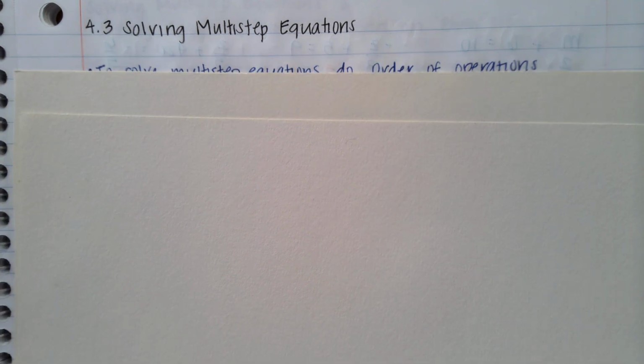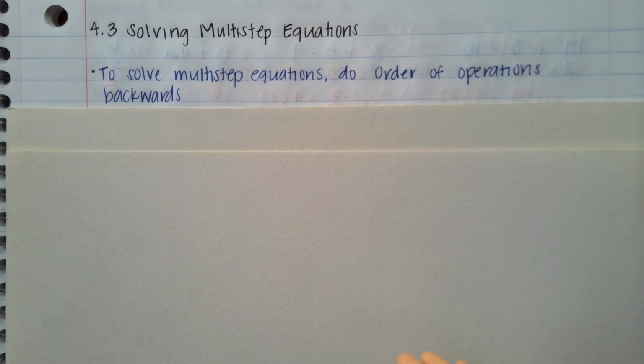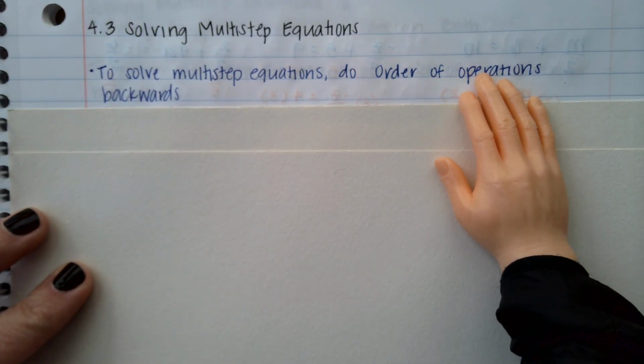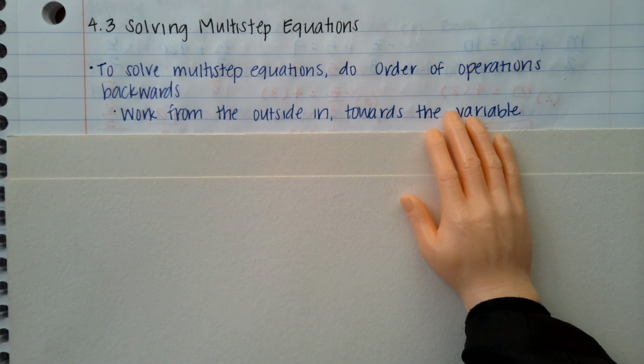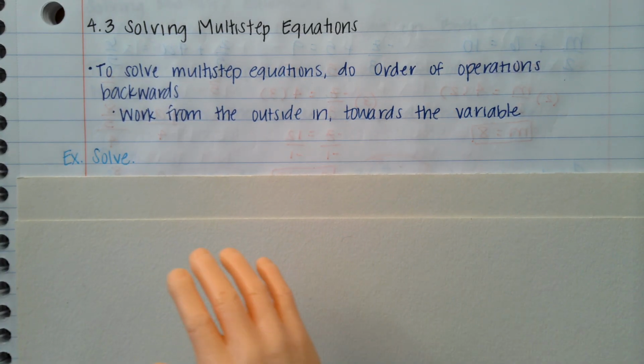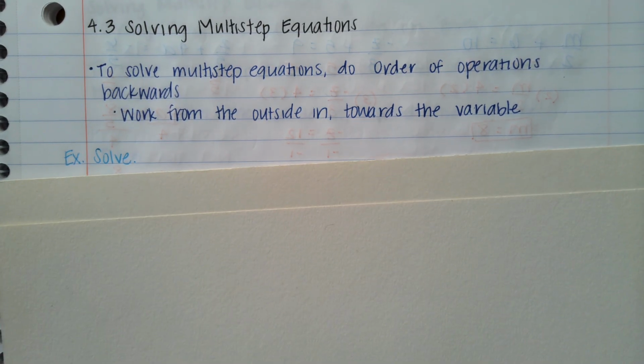This is 4.3, solving multi-step equations. So to solve multi-step equations, we're going to do order of operations backwards. That means that we are going to work from the outside in toward the variable. So we are going to solve a few problems.